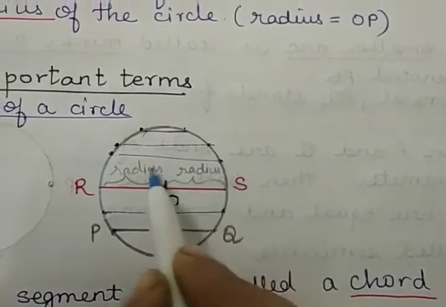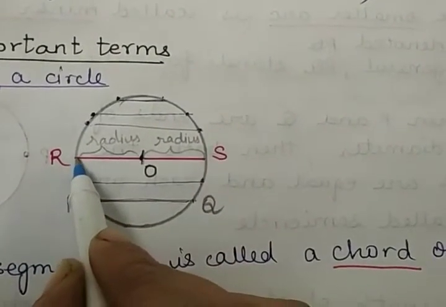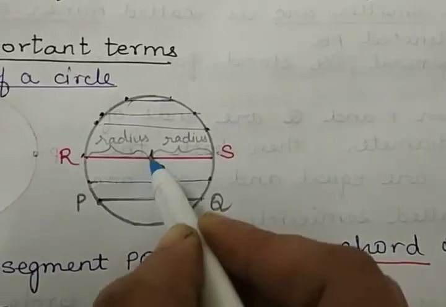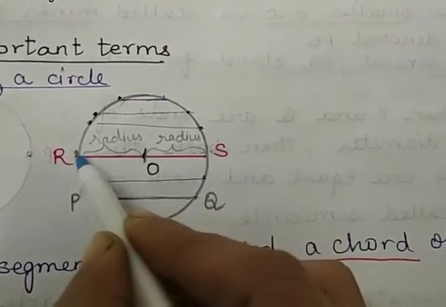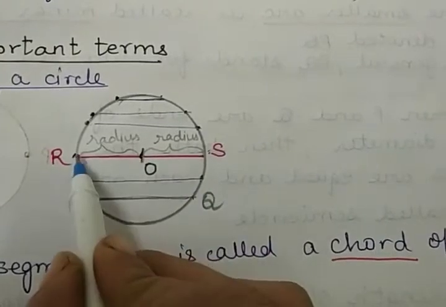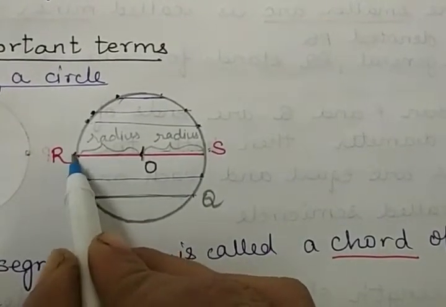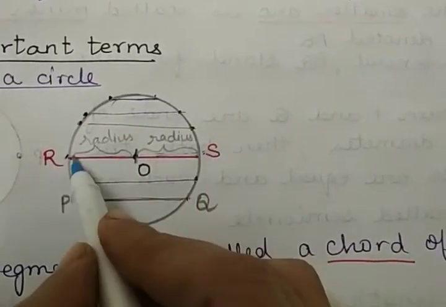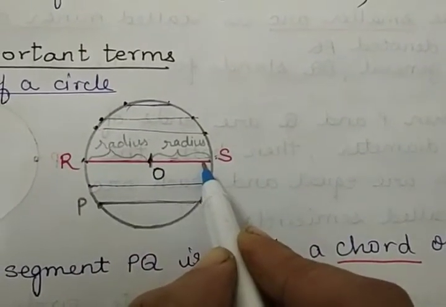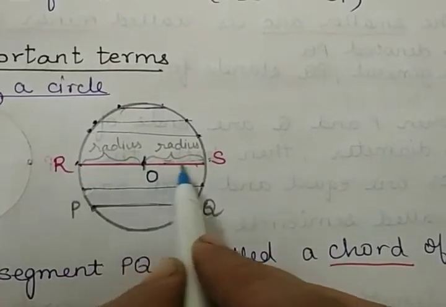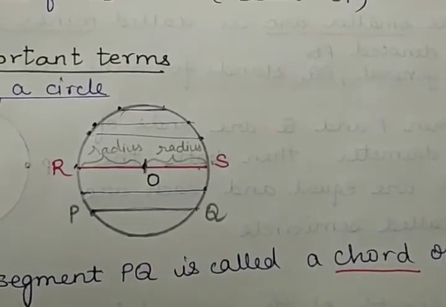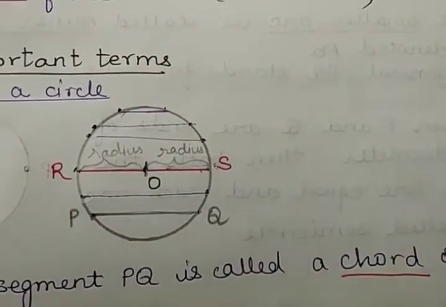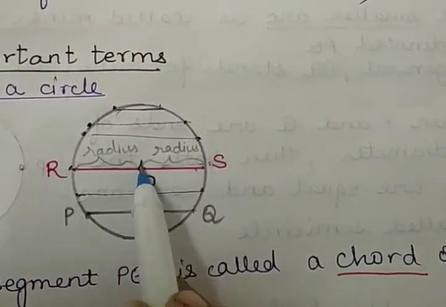Okay, any 2 points. Now if I take 2 points such that the line segment that you draw passes through the center of the circle, then this line segment is called the diameter. So this chord is called the diameter. What is a diameter? It is a line segment, or you can say it is a chord of a circle, which passes through the center of the circle.